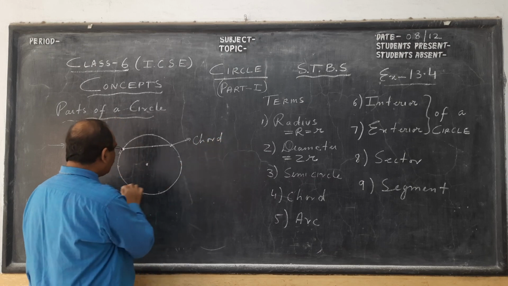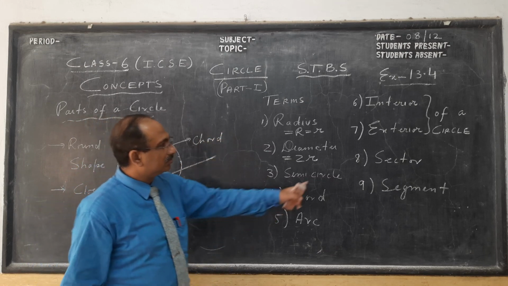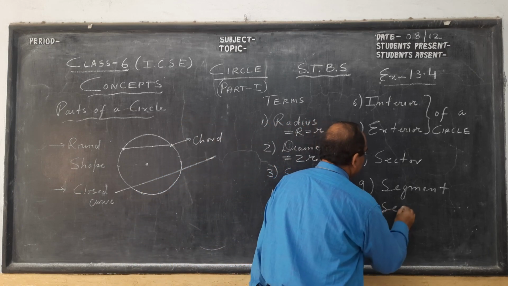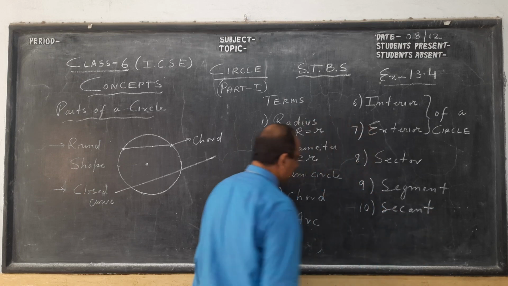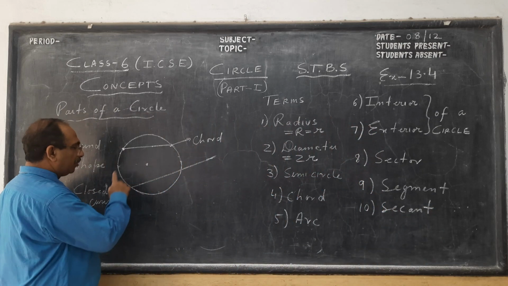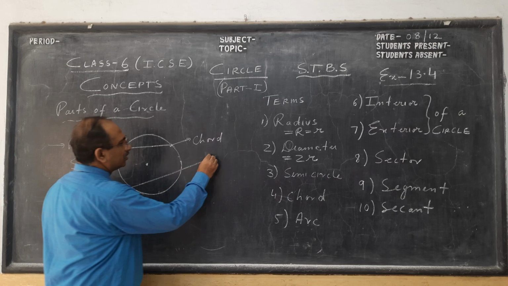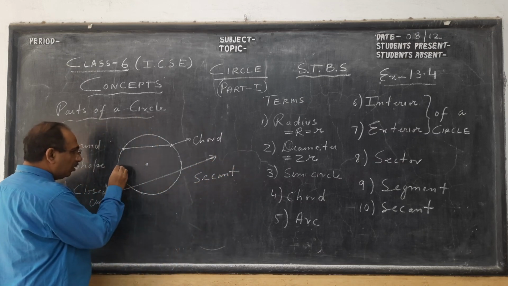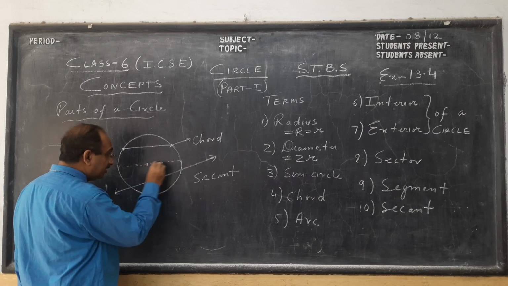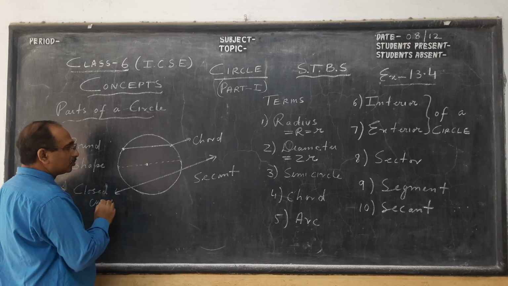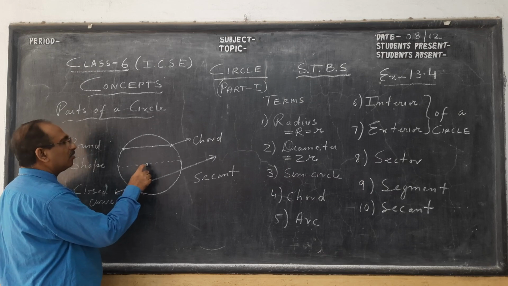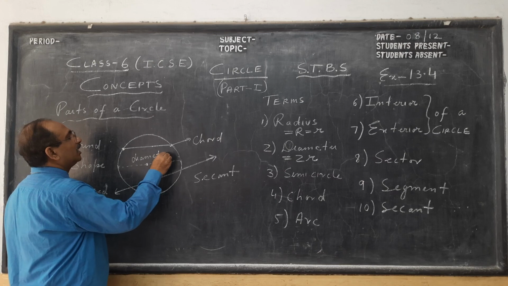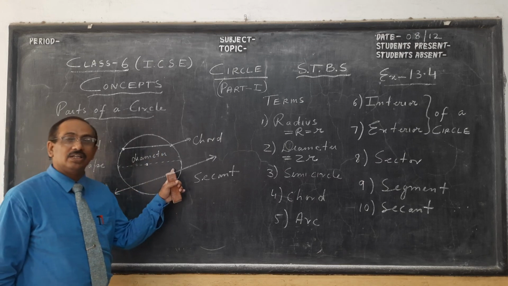But if a chord passes through and through, there is something called a secant, children. So if a chord passes through and through, this is called a secant. And when a chord passes through the center, that particular chord is called the diameter of the circle. Remember, the diameter is the longest chord.